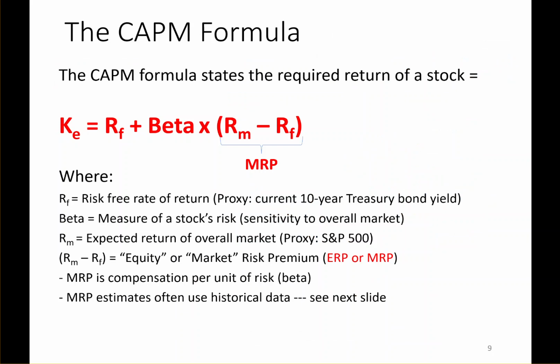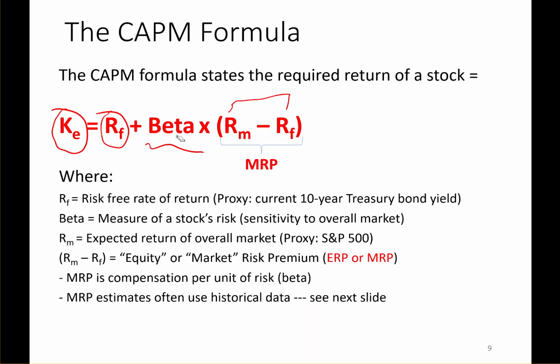So here's the CAPM formula. The CAPM formula says that the return of any risky asset, we'll call it KE, so this is the expected return of say, Walmart, is the risk-free rate. I'm going to use the 10-year Treasury as a proxy for the risk-free rate of return, plus the beta times the return on the market minus the risk-free rate.